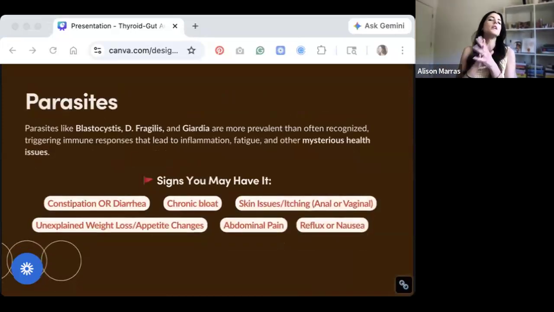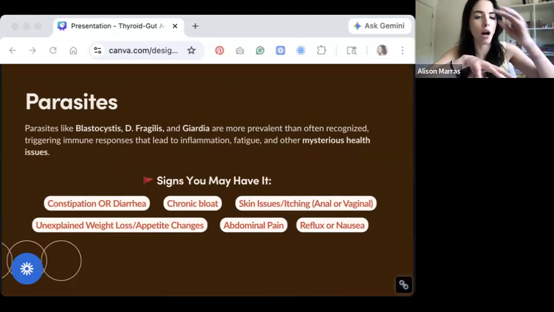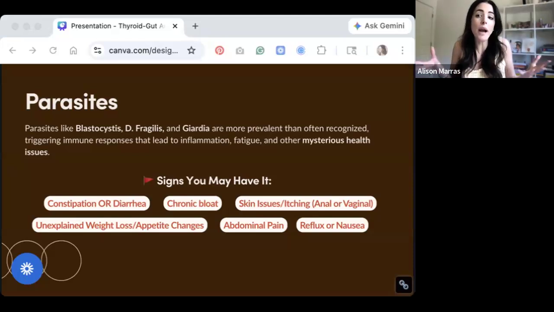Okay, last one, parasites. So things like Blastocystis hominis, D. fragilis, Giardia. I had Giardia. Oh my God. If you've ever had a dog that had Giardia, it's nasty. It's more prevalent than often recognized, and it can trigger immune responses that lead to inflammation, fatigue, and mysterious health issues. So, again, I'm giving you the most common, but it can really be all over the map because they're nasty. They're parasites, right? They are stealing things from us.